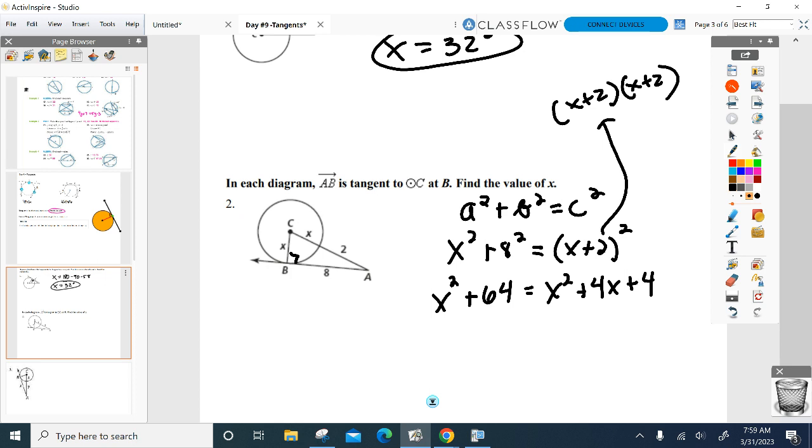All right, now we've got to move things over because I have the squareds here, might have to factor, maybe. Good news for you, though. How do I move the x squared over here?